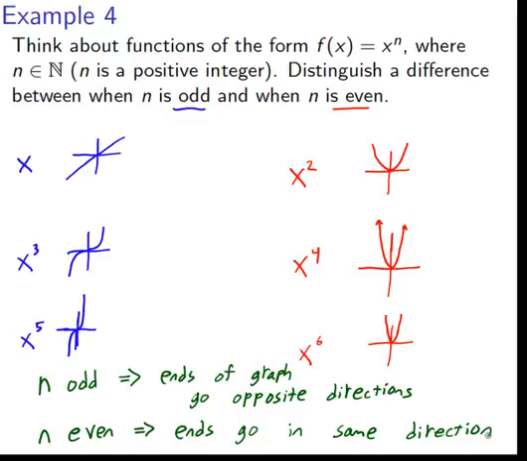But depending on if we're odd or if we're even, changes whether or not the two ends will point in the same direction. If it's even, they're both pointing up, as long as there isn't a negative in front. And if it's odd, one of them is going to be pointing down. The first one's going to be pointing down as long as there's not a negative in front, because a negative raised to an odd number remains a negative. So if n is odd, we have opposite directions. If n is even, we have same direction.